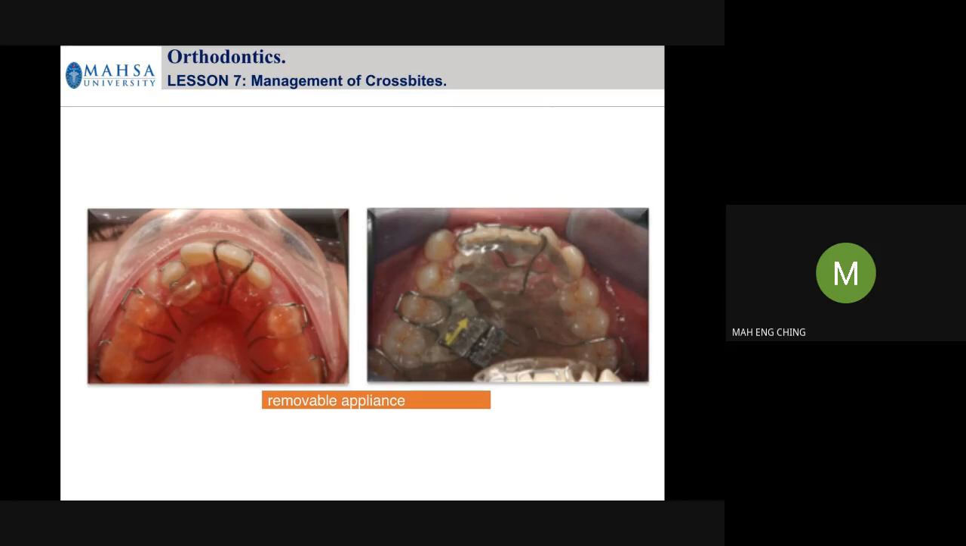On the left side, we have a finger spring. And on the right side, we have this expansion screw. They work in a similar way. It's pushing the teeth forward and backward. In this case, we are pushing the lateral incisor in the bottom left pictures. And then we are using the screw to expand the upper right segment.